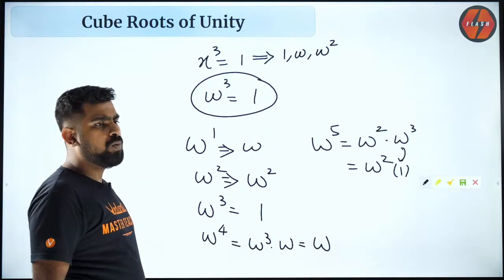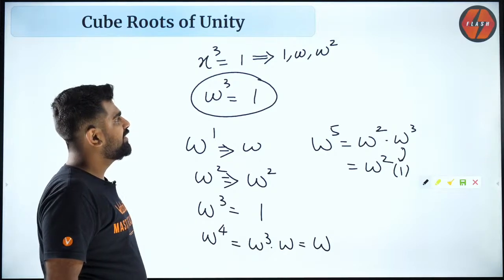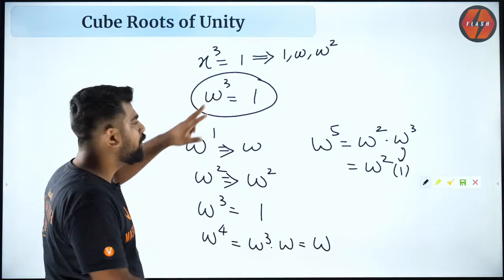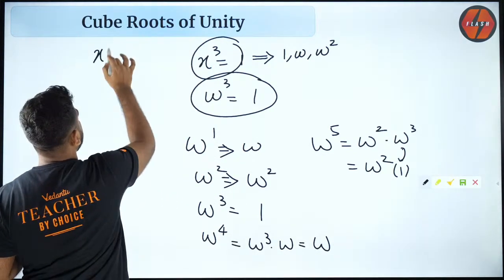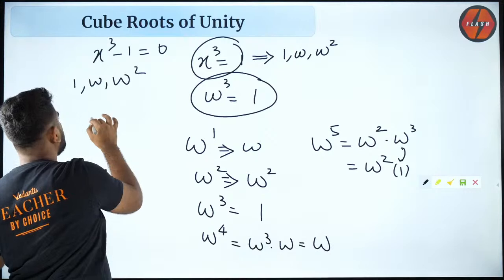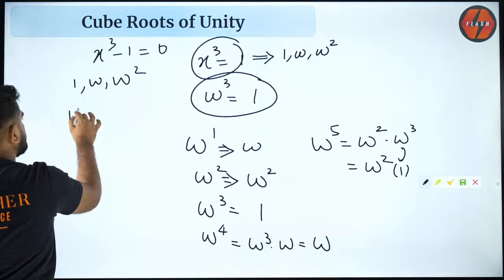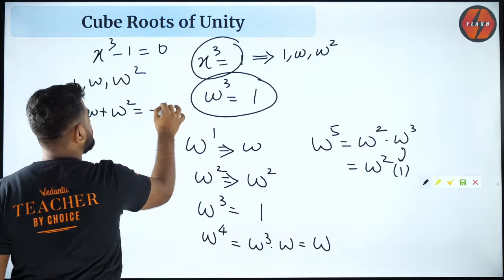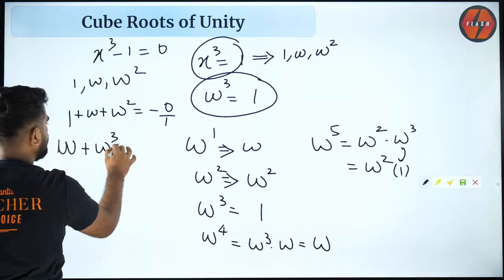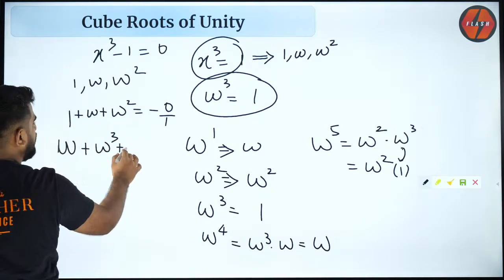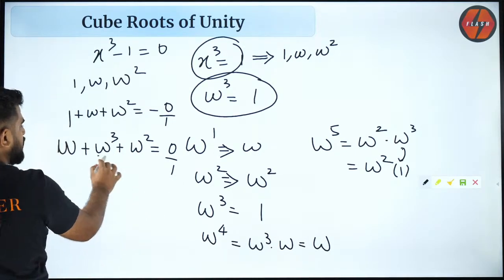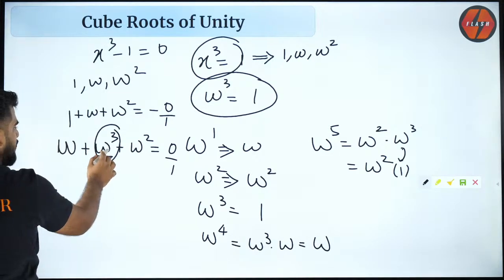Why should it be 0? It can't be 0, Kirito. Look at it. You have x cube minus 1 equal to 0, so the roots are 1, omega and omega square. Sum of the roots is minus b by a, which is 0. Product of the roots taken 2 at a time will be 0 by 1, and that's correct because omega cube is 1.